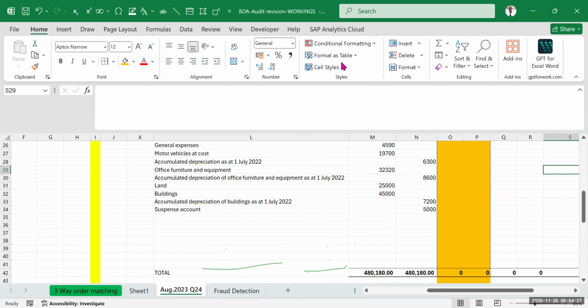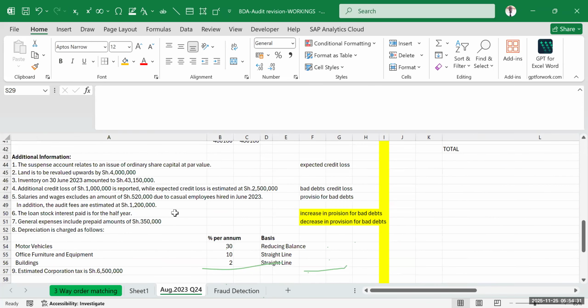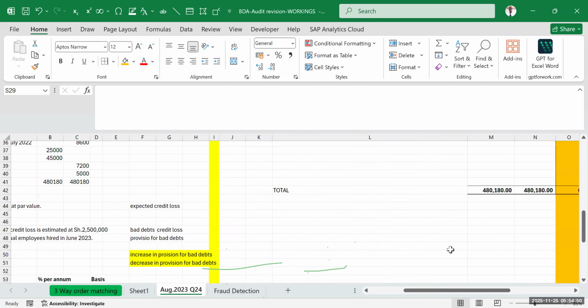Okay, so let's look at note 1 and we adjust accordingly. We've been told that the suspense account relates to an issue of ordinary share capital at par. Now, whenever you issue ordinary share capital at par, remember, we talked about elements affecting share capital.